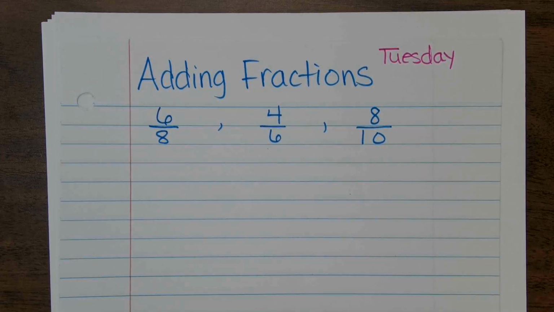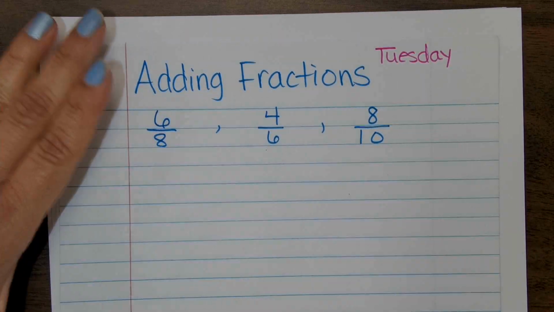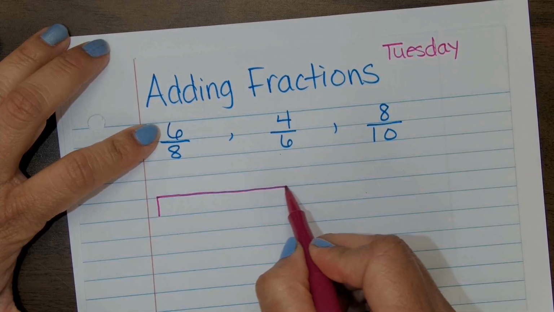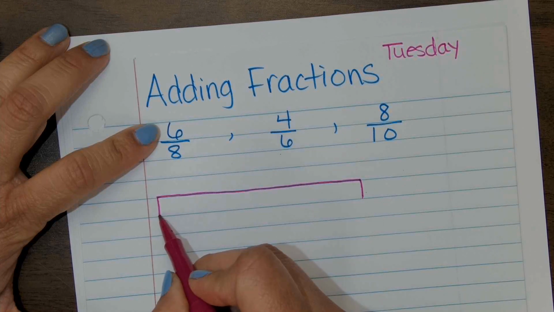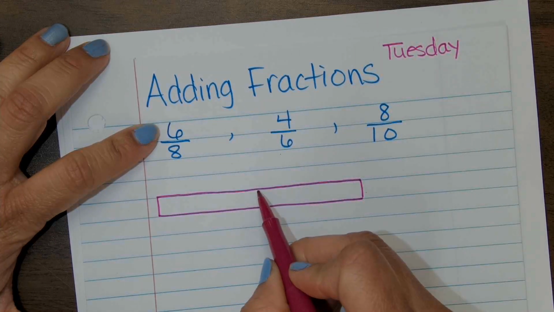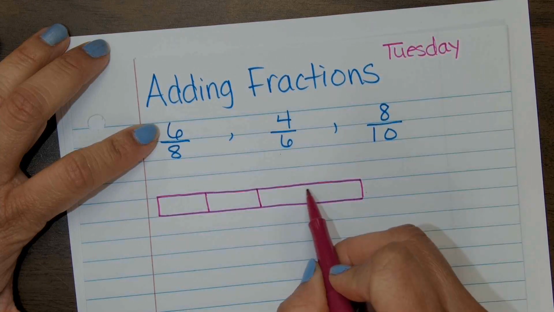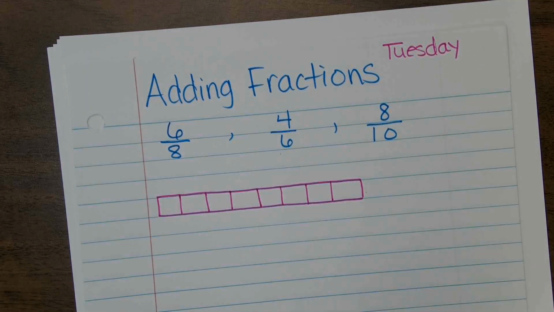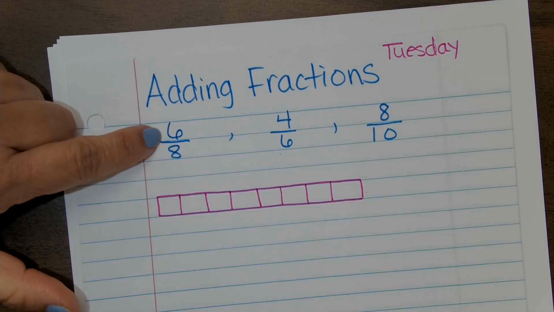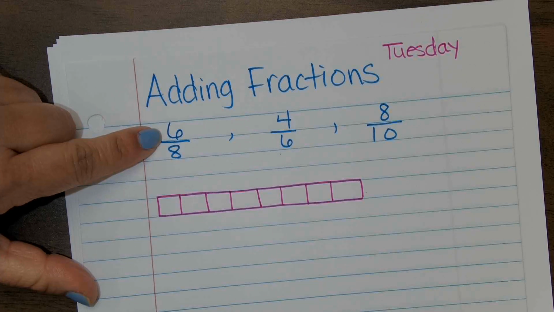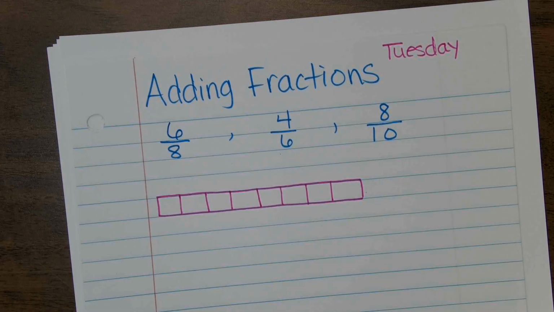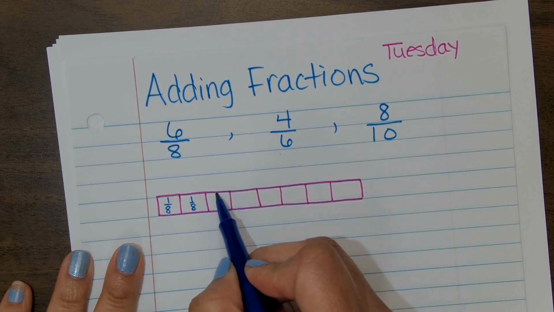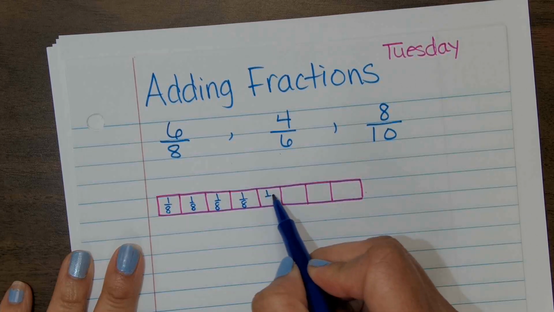Let's start with a fraction bar. Let's go ahead and draw a fraction bar, and we are going to break it up into 8 pieces. Once we break it up into 8 pieces, we're trying to make 6/8. So let's go ahead and label our fraction bar 1/8, 1/8 all the way down.